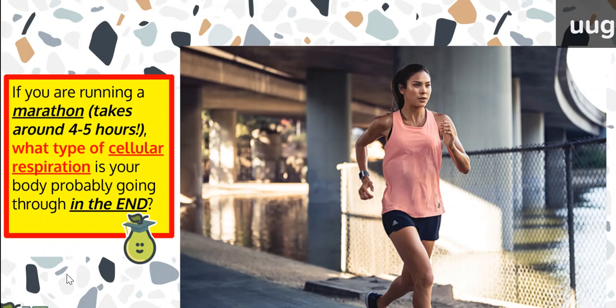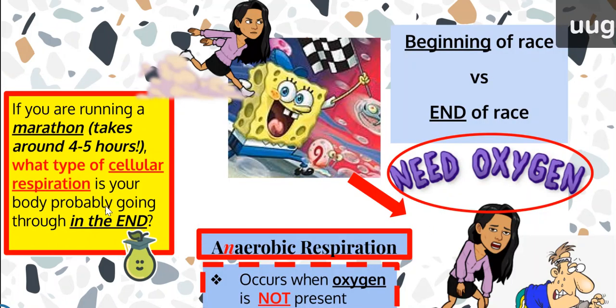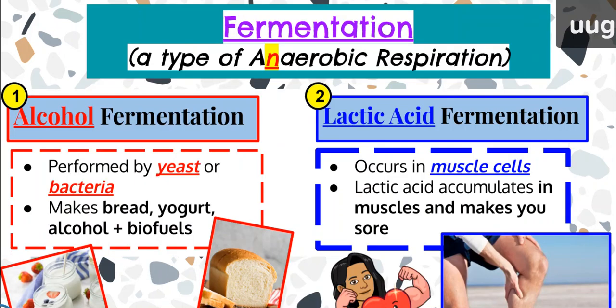So towards the end of that marathon, if there's no oxygen present, you're going to be doing anaerobic exercise because there's no more oxygen. One of the products of anaerobic exercise, where you don't have oxygen, is that your muscles get sore. This is through a process that makes lactic acid. So if you're exercising or lifting weights or running a marathon and you're running out of oxygen, your muscles will start to make lactic acid, and that acid is what makes you sore.